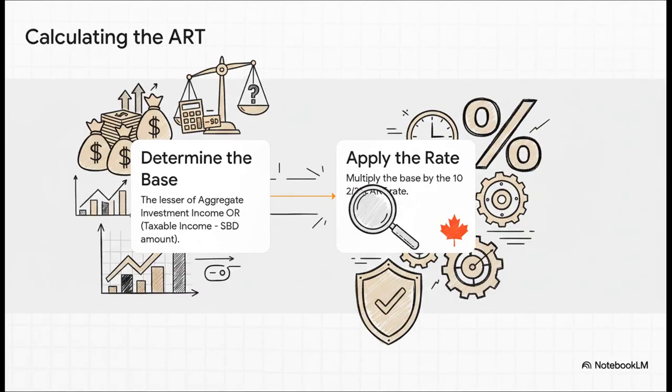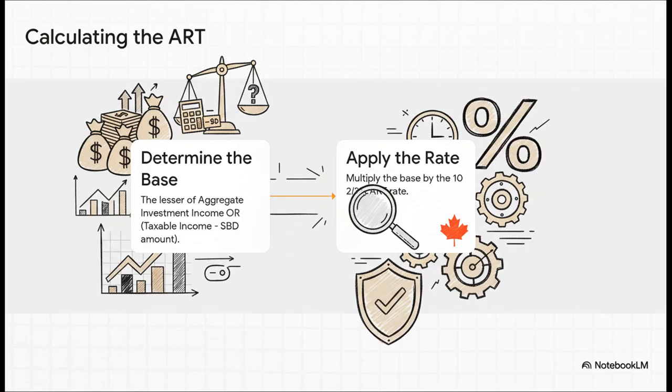So how does it actually work? Well, you apply a tax of 10 2/3%. The tricky part is figuring out what you apply it to. It's what we call a lesser of test. You have to calculate two different numbers and then apply the tax to whichever one is lower.